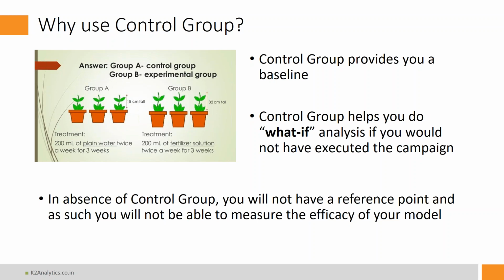Just imagine, for the time being, that group A is not available. If group A is not available, what would have happened? You are now just giving fertilizer. Can you make any statement that the fertilizer has increased productivity? You cannot say fertilizer has increased productivity. To be able to make these kinds of statements, you require a control group. And that's why the concept of test and control.